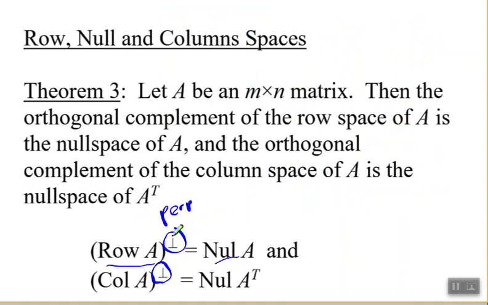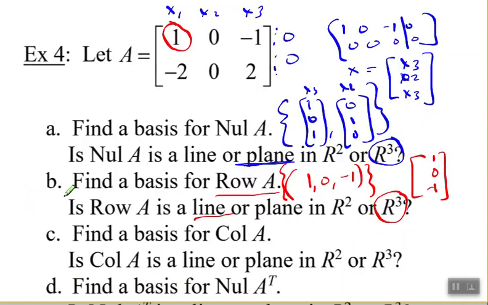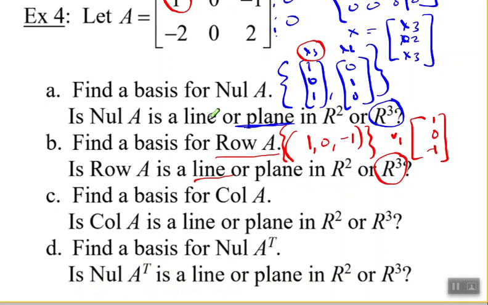Now let's go back to what this said right here. The row of A is perpendicular to the null of A. And we can see that if I take the row of A, which is this red vector, that is going to be perpendicular to null of A. So if I take the dot product of this vector 1, 0, -1 and that one, I have 1 plus 0 minus 1. That has a dot product of 0, and so does this. 1 times 0, 0 plus 0 plus 0 is obviously 0. And they both span R3. One's a plane, one's a line.